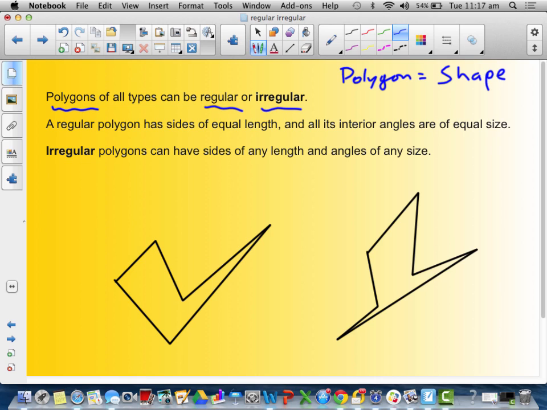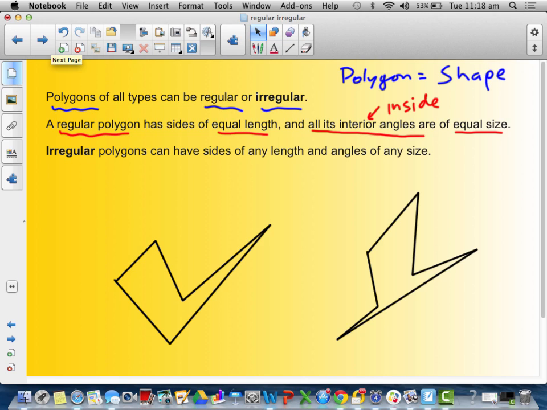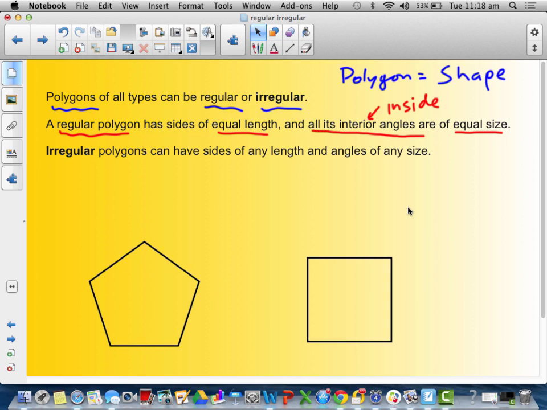Okay? Now, a regular polygon has sides that are equal in length and all its interior angles are equal size. What does interior mean? That's a big word. I shouldn't have used it. What does interior mean? Not Alex, somebody else. Jay? Yeah, it's inside angles. All its inside angles are of equal size. And I've got up 2 poor examples. I'm about to get rid of those examples. Okay, and here are some great regular polygons.